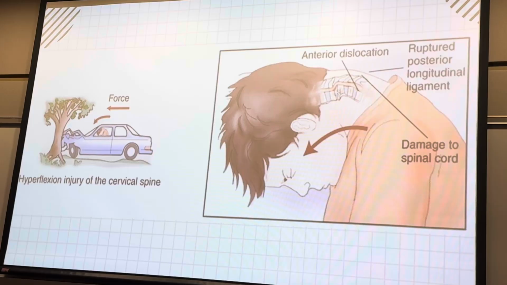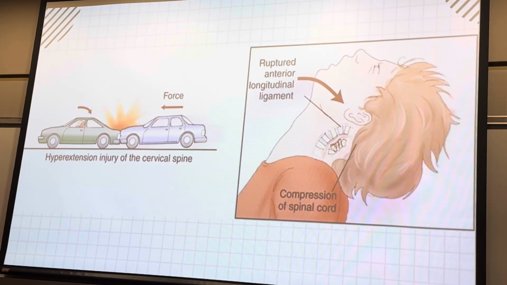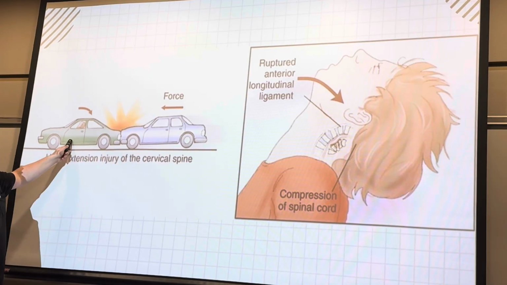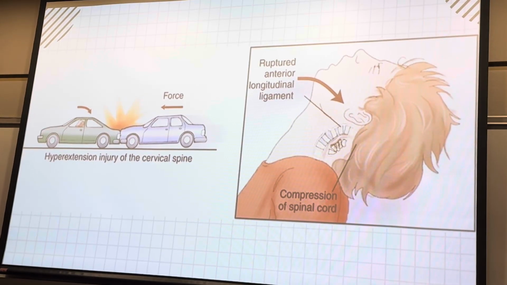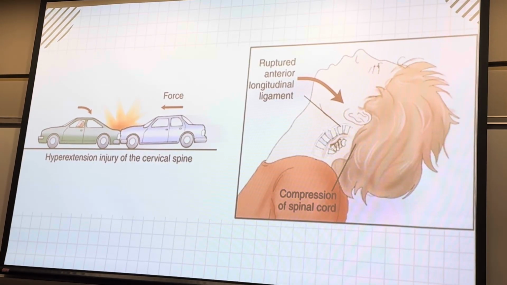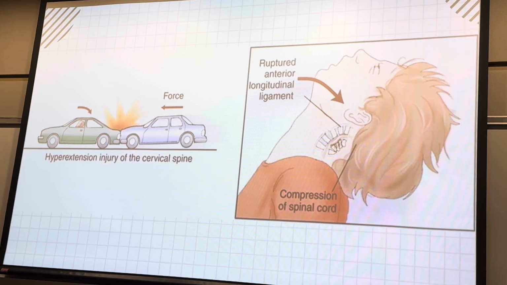So yeah, this first picture is your hyperflexion type of injury. Second picture, something like a whiplash type of injury, a hyperextension injury. So all that force is causing that head to snap back, to whip back, causing that ligament injury, but also compression of that spinal cord, potential fracture of some of the vertebrae.